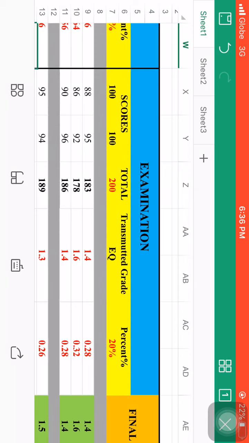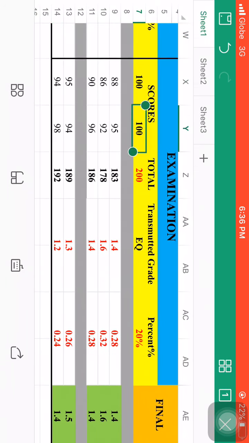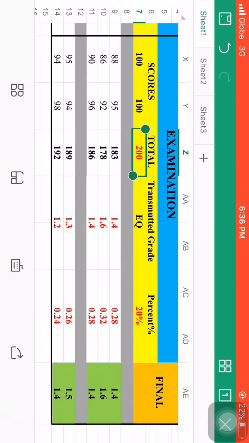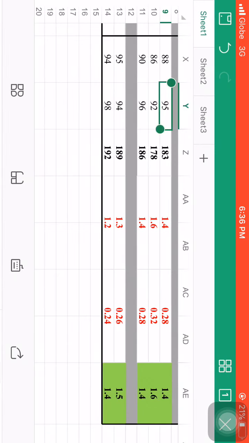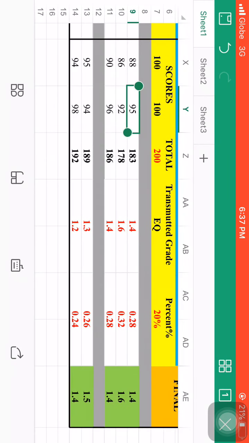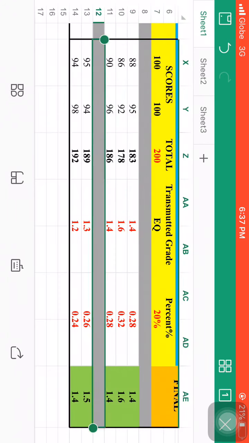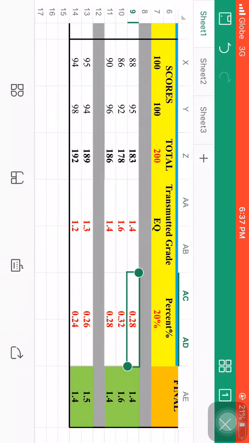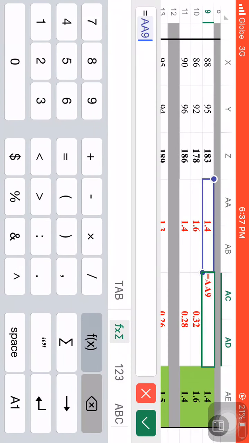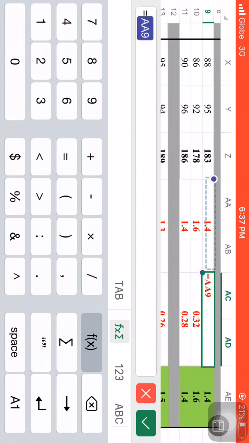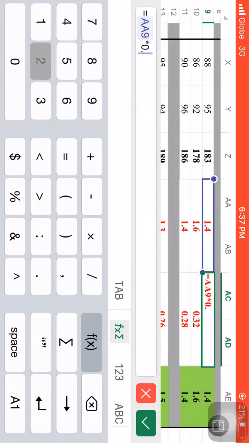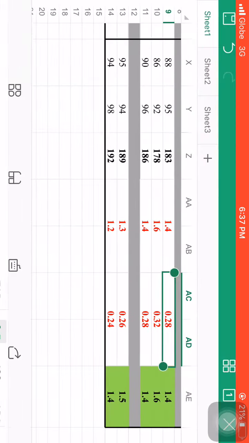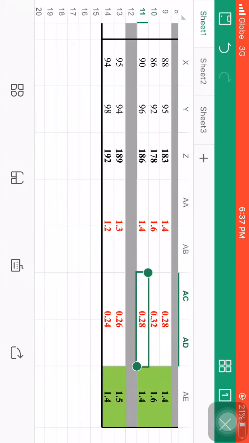And in examination, I have 2 exams, and it is a total of 200. And these are the scores of my assumed students. Again, the transmuted grade is based on the highest possible score, which is 200, which I base on the transmutation table. So 1.4, 1.6, that's it. And since it is 20%, again, type the equal sign, then click the transmuted grade times 0.20 because it's 20%, then check. So that's it. Then I just follow what I did on the first one.